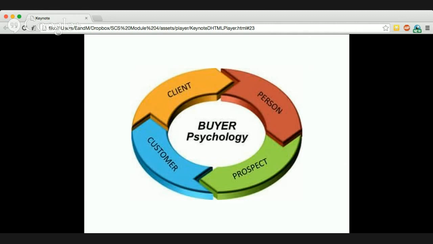So look at this buyer psychology. What do you call them? Do you call them a person, a prospect, a customer, a client? Now, we use these terms interchangeably, but sometimes you'd think customer is more of a transactional word, whereas client might be more of a long-term relationship. Prospect means they haven't been your customer yet, and a person is a person.